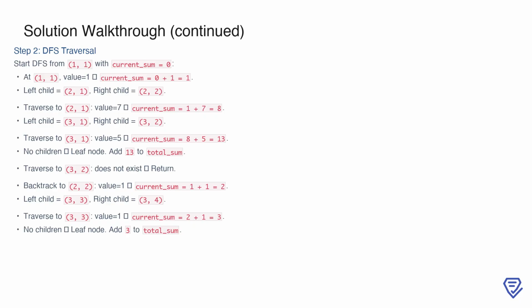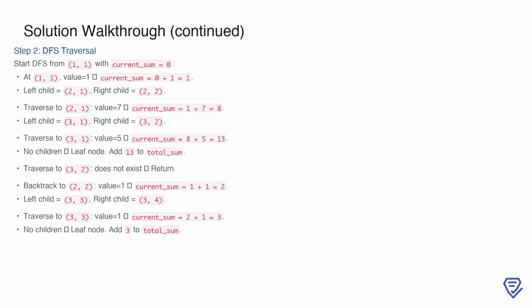This node has two potential children, a left child, 3 1, and a right child, 3 2. We traverse to 3 1, which has a value of 5. Adding this value gives current_sum equals 13. Since 3 1 is a leaf node, we add this path sum of 13 to the total_sum. The right child, 3 2, does not exist, so we backtrack to 2 2.